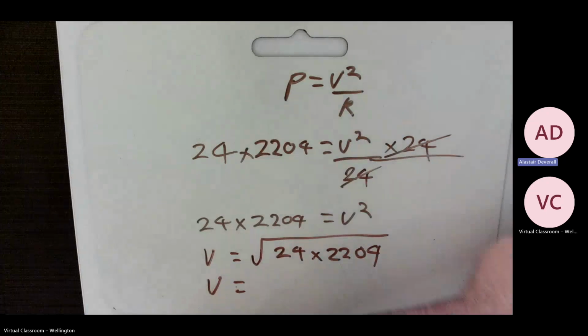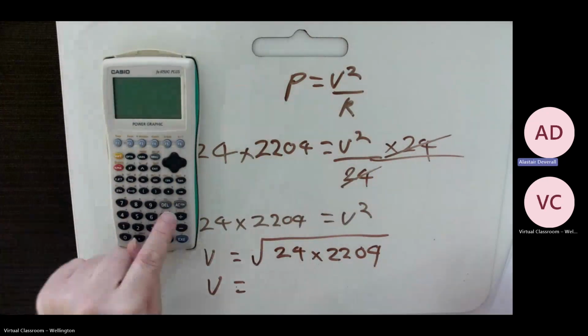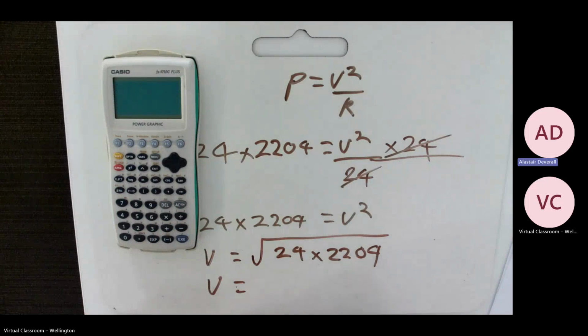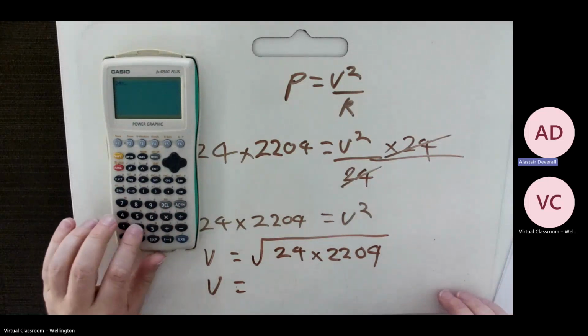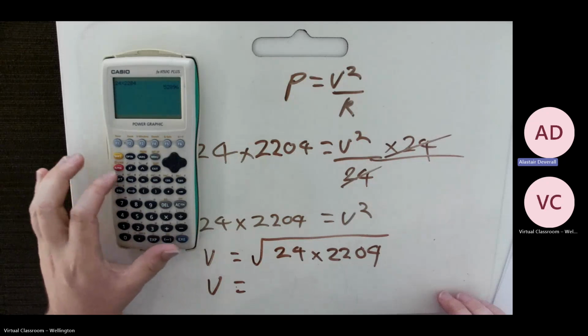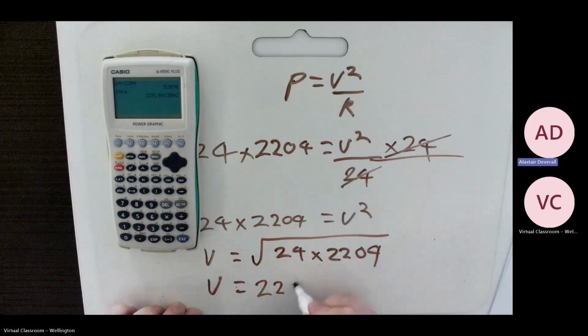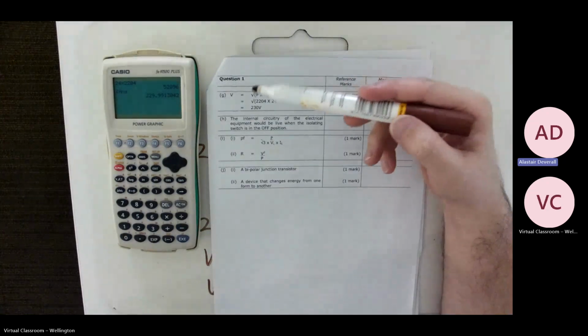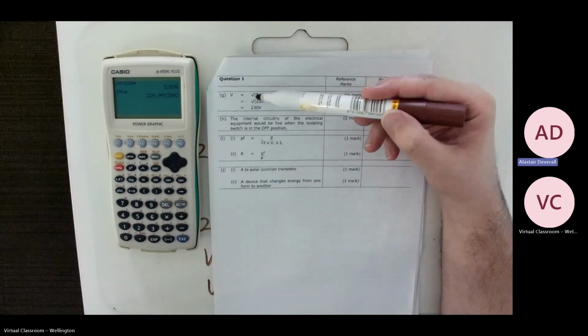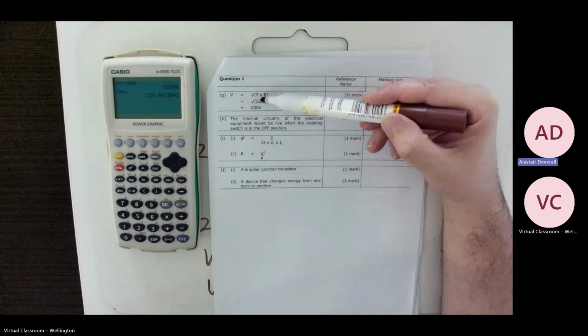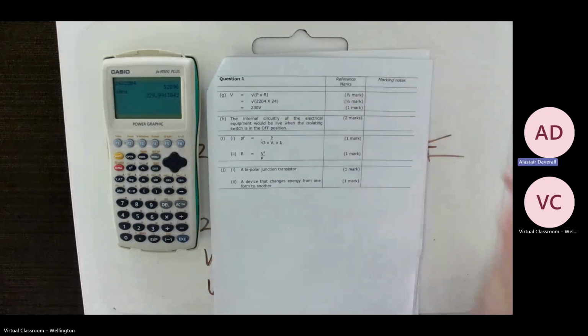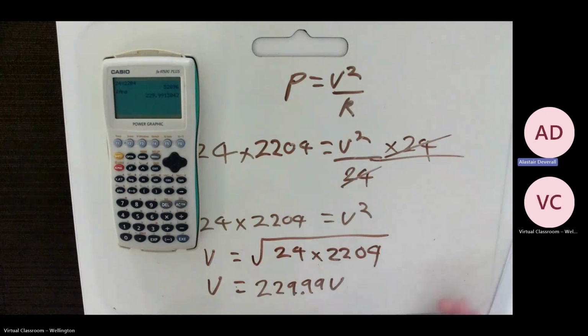V equals... calculator. There we go. 24 times 2204, and then we get the square root of our answer, and we get 229.99 volts. And if we look at our answer sheet, we see that voltage equals the square root of P times R equals the square root of 2204 times 24 equals 230. So they're actually slightly wrong. They're out by 0.01 of a volt.